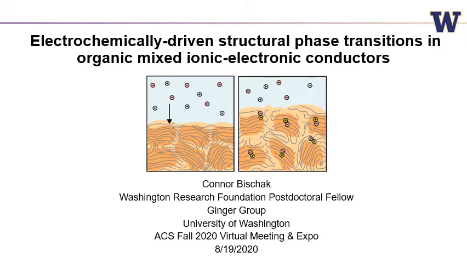My name is Connor, and I am a Washington Research Foundation postdoctoral fellow in David Ginger's group at the University of Washington. Today I'm going to talk about what happens when ions are electrochemically driven into conjugated polymers to form what we call polaron-ion pairs, how these polaron-ion pairs move through the polymer, and how the polymer structure changes when ions are injected or electrochemically driven into these conjugated polymer materials.